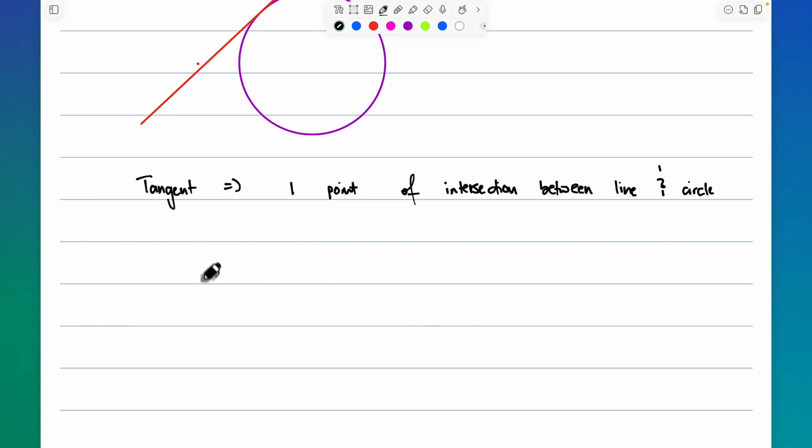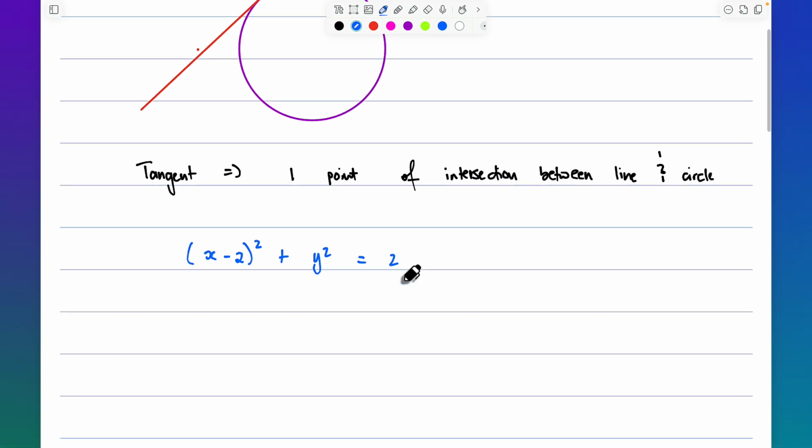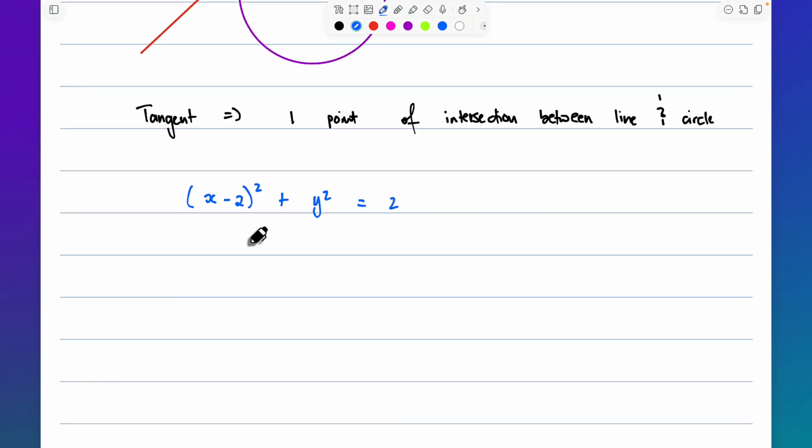functions, the functions that we've been given, which is the function of the circle. So in this case, we're going to use actual examples here. I'm going to give you a circle which has the equation x minus 2 squared plus y squared is equal to 2. So this is the same example that we used for the two distinct points of intersection video. But now we're going to have a different line. So our line in this case is going to be y is equal to negative x.